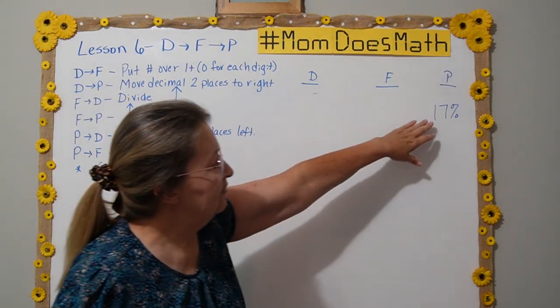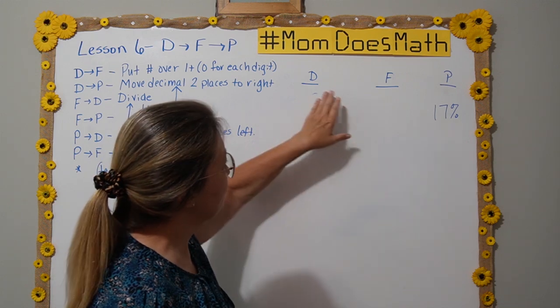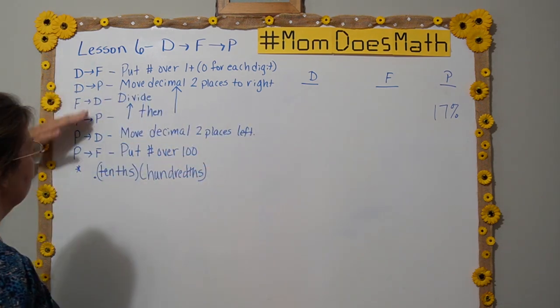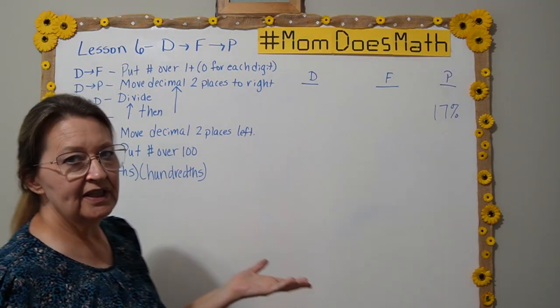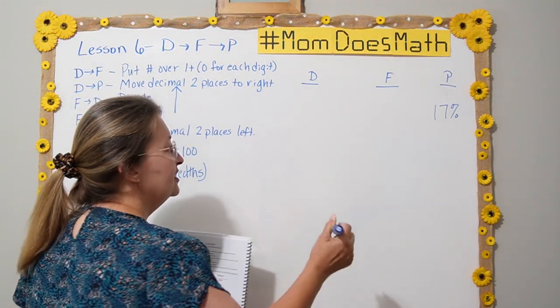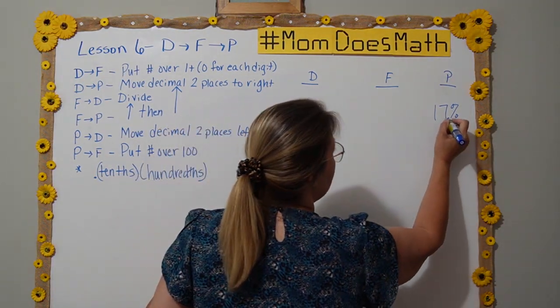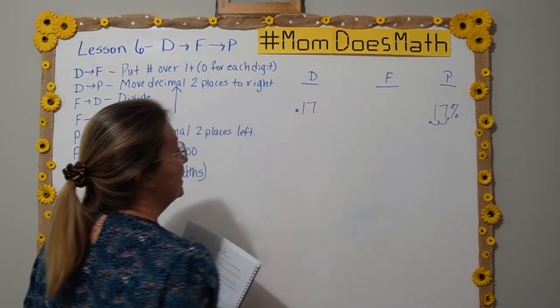The next problem, we have 17%, and we're going to go from percent to decimal and percent to fraction. All right, so how do you go from percent to decimal? Look on your chart. You move your decimal 2 places to the left. Where's the decimal now? Well, if you don't see a decimal, it's at the end, okay? So to go 2 places to the left with it, that's going to be 0.17.